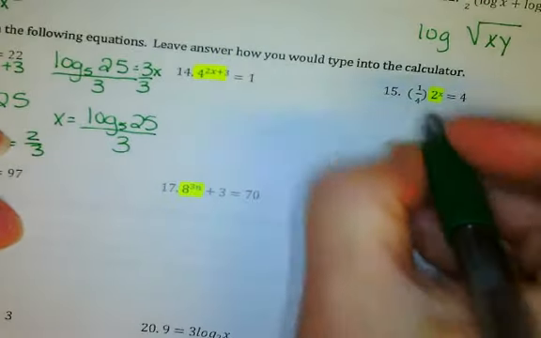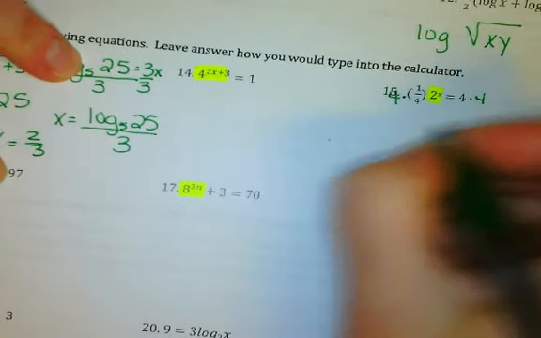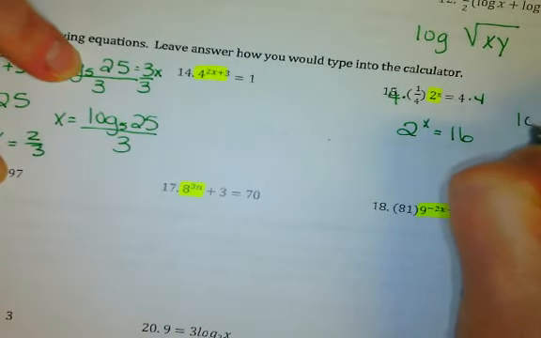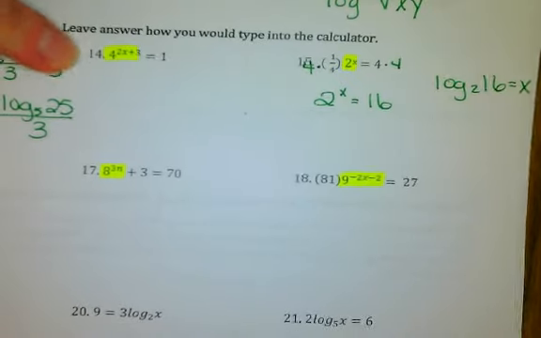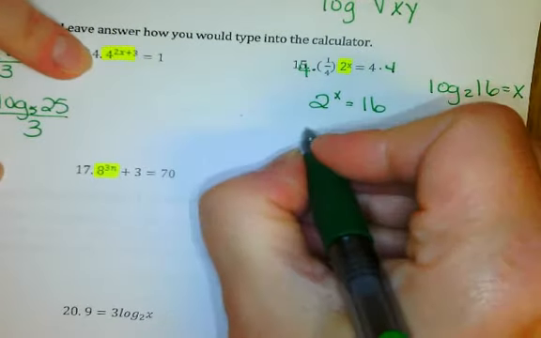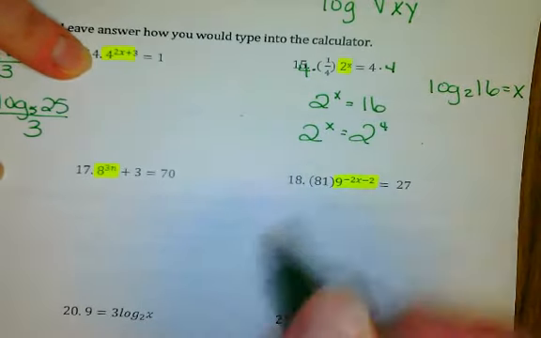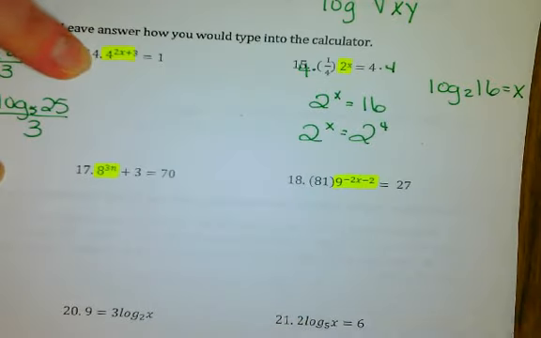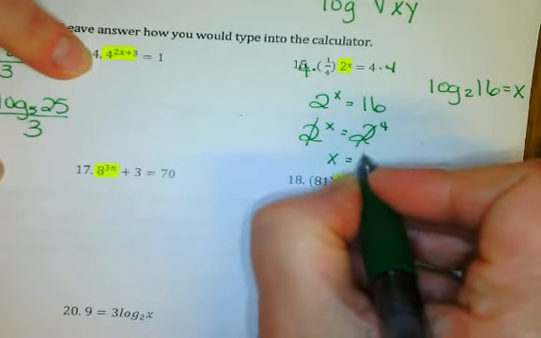Okay, so for instance on this one, I got to get that base and exponent by itself, so I'm going to multiply by 4. That gives me 2 to the power of x equals 16. Now, I could change that to log base 2 of 16 equals x, and then I could just get an answer from there. Another thing I could do is I could do 2 to the power of x equals 2 to the power of 4, because 2 to the power of 4 is the same thing as 16. And if I do it that way, I can just cross out the bases, and I know that x equals 4.